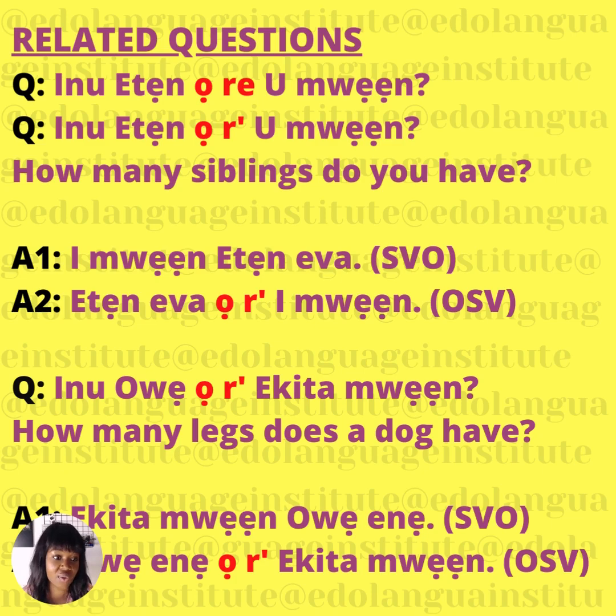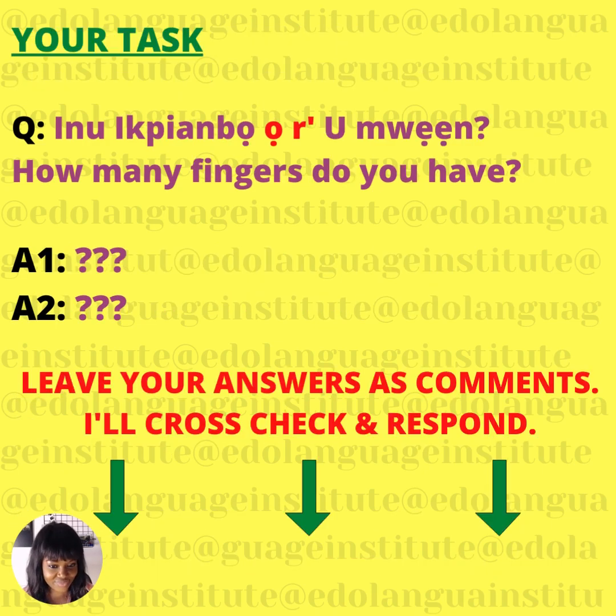So now we're going to the next slide. And this is your task. I always give you something to do, right? So my question to you is Inu ikpiambo oume. Inu ikpiambo oume. And now listen carefully. Ikpiambo is the Edo word for fingers. How many fingers do you have? And now your task is give a response in version 1, SVO, and then give a response in version 2, OSV.